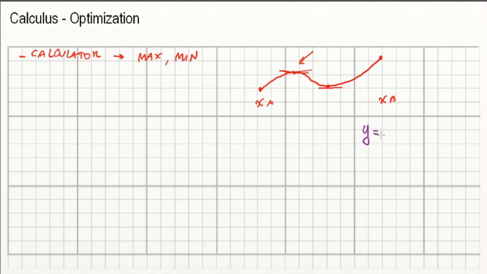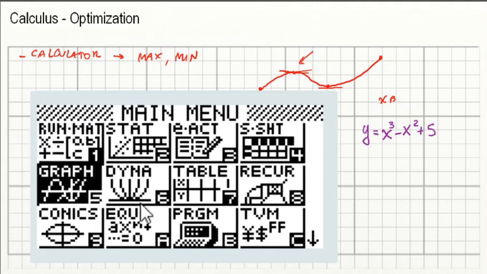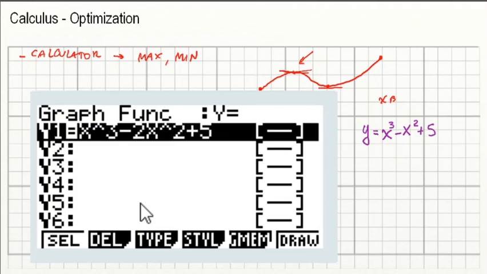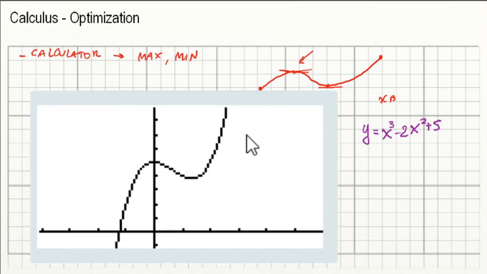So let's just assume that we're given a function given by x to the power 3 minus x squared plus 5. Now if you grab your calculator and you go to graph, so it's option 5 here, you may put in your function. So yeah, this is slightly different. It's 2. Good, so both equations are now the same: x to the power 3 minus 2x squared plus 5. So if we draw this function, that's the graph that we get. That's what we expect from a cubic function.